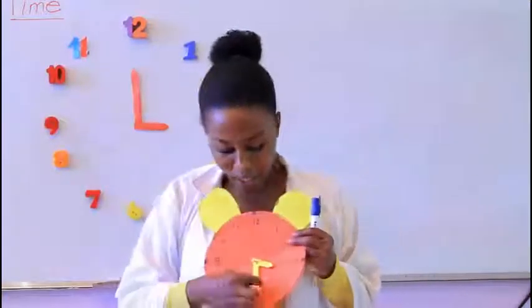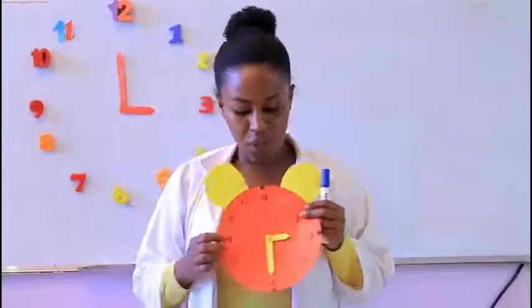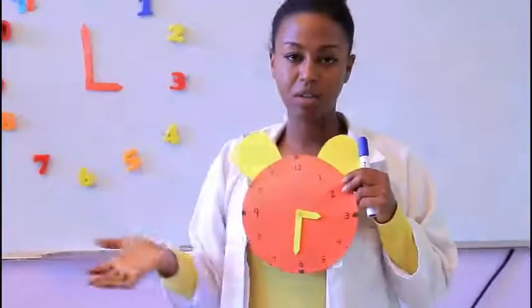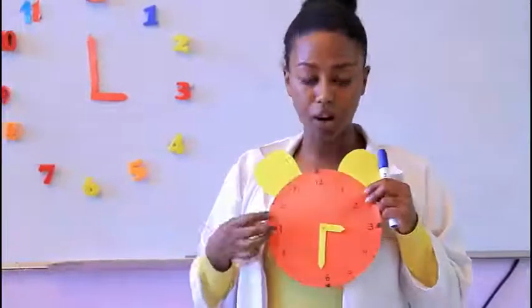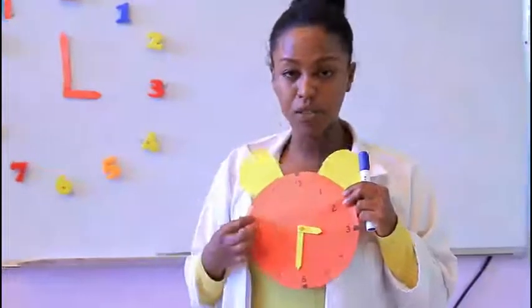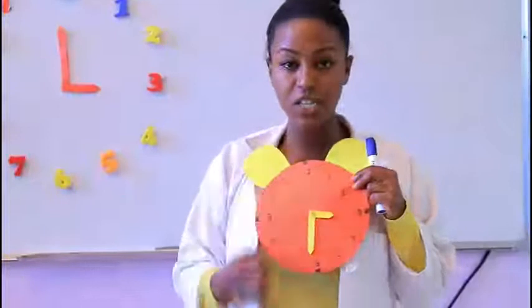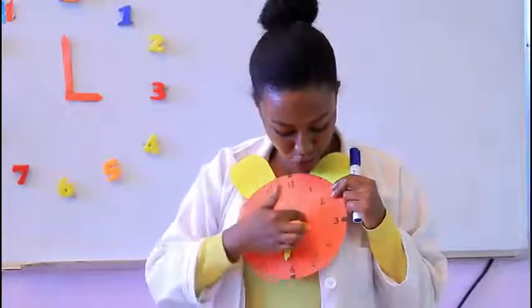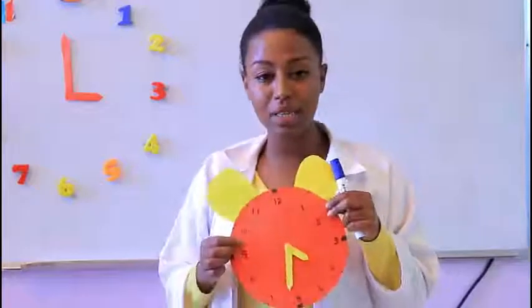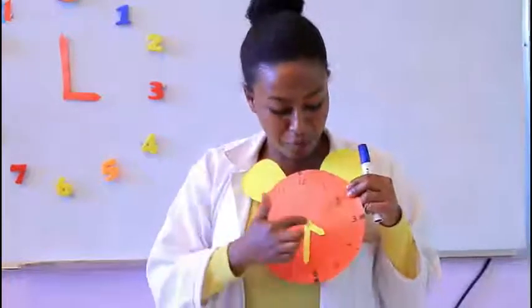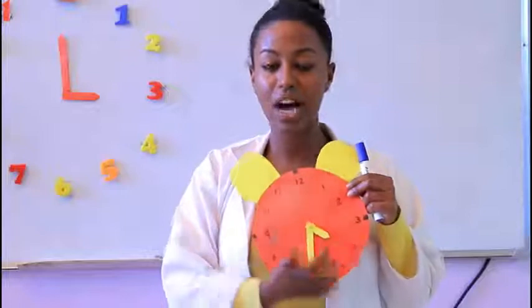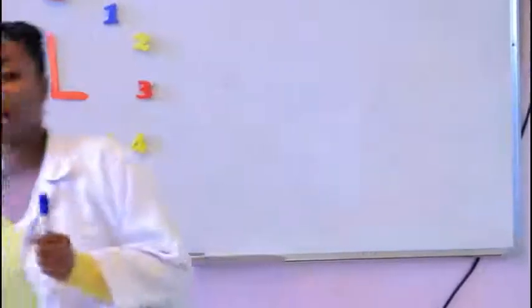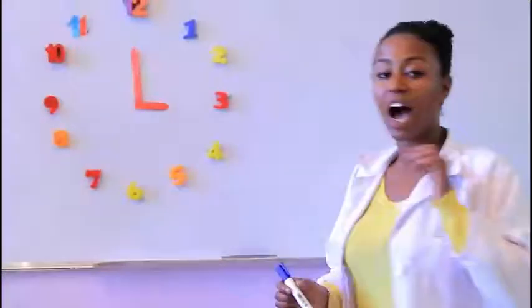Okay. And when the long hand comes to 6, the short hand might be anywhere, it might be on any number, but first see the long hand. So the long hand is now on 6 and the short hand is on 4. What time is it now? Half past 4. So when you see the long hand on 6, we say half past.